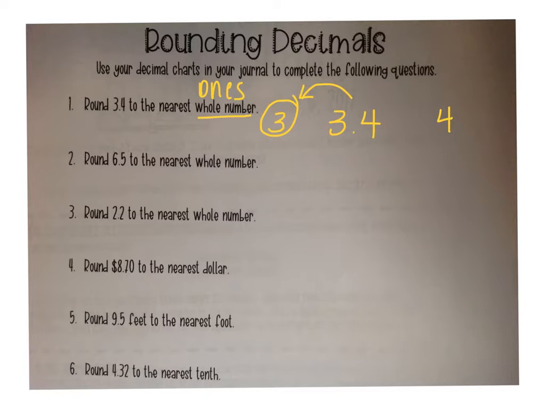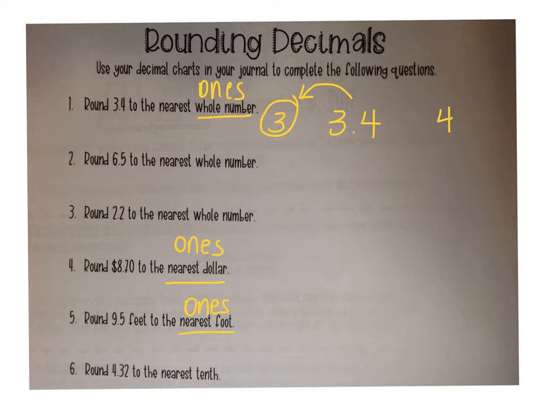Now, number 2, you're going to do the same way. Number 3, same way. Number 4 says round $8.70 to the nearest dollar. That also means the nearest ones place or the nearest whole number. Number 5 says round it to the nearest foot. Same thing, the ones place. Okay, it's talking about a whole number still.